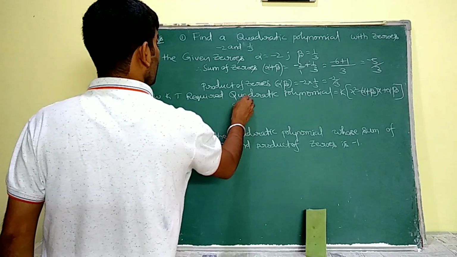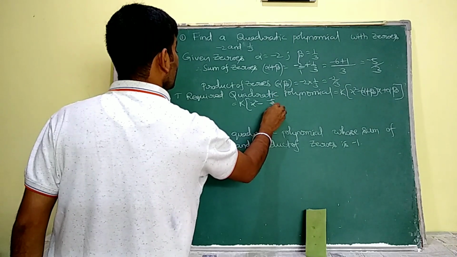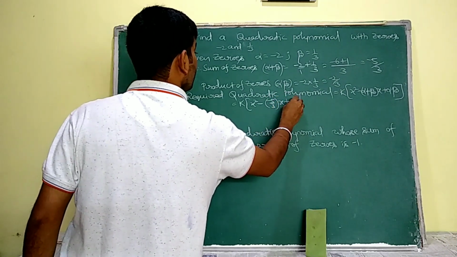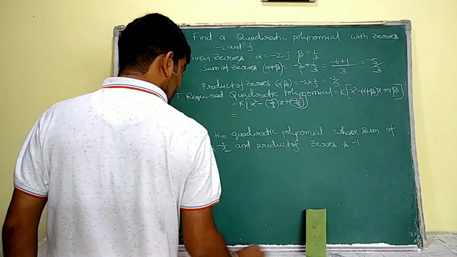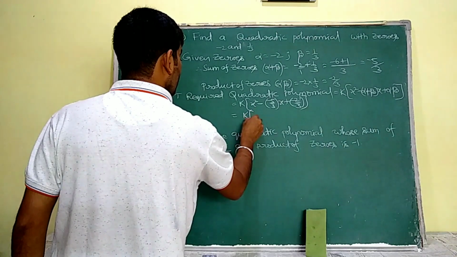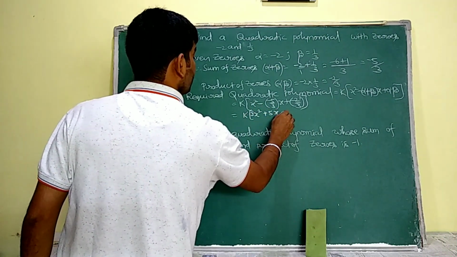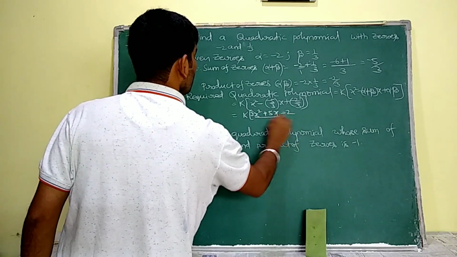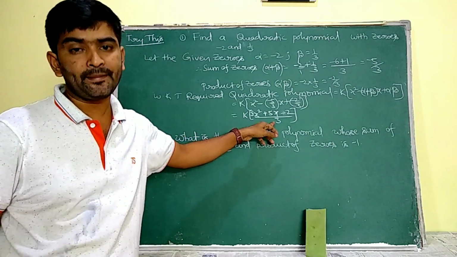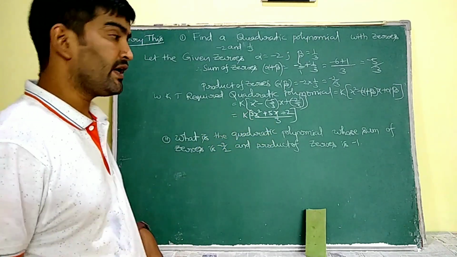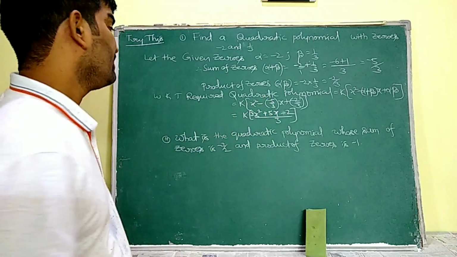That is equal to what? k into x square minus alpha plus beta, which means minus 5 by 3, into x plus alpha beta, which means minus 2 by 3. So see, by taking the LCM here, we are going to get k into x square plus 5x, the LCM is 3 now, minus 2 whole by 3. So the denominator that you are going to obtain here is the value of k. Therefore for k is equal to 3, this quadratic polynomial becomes what?